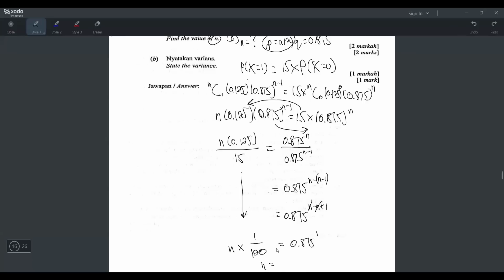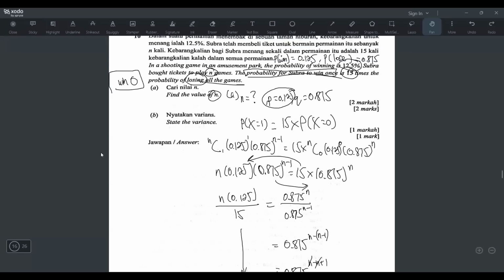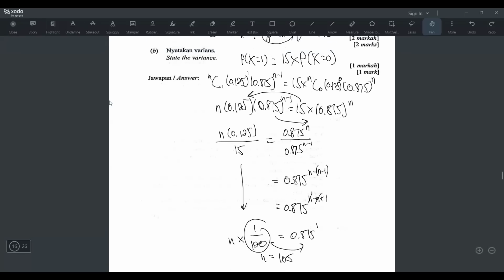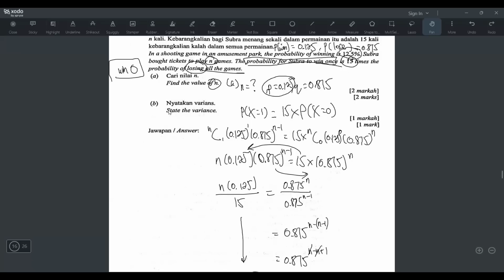So now how to find n? Move this whole thing to the other side. So you will press 0.875 divide answer, because times moves to become divide. So 105. Okay, finished. So is this everything? Is that all? Okay, no. Actually, there's question B, right?